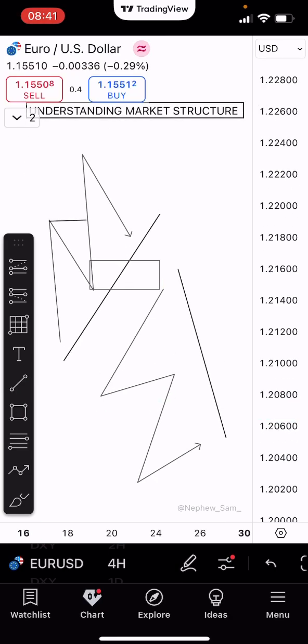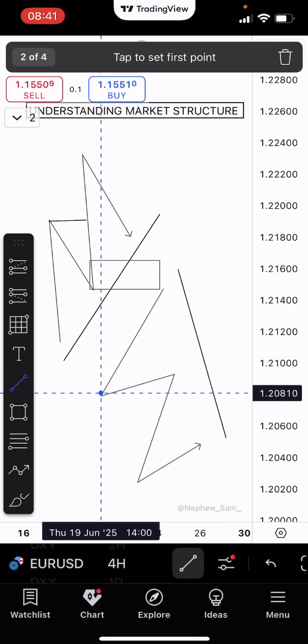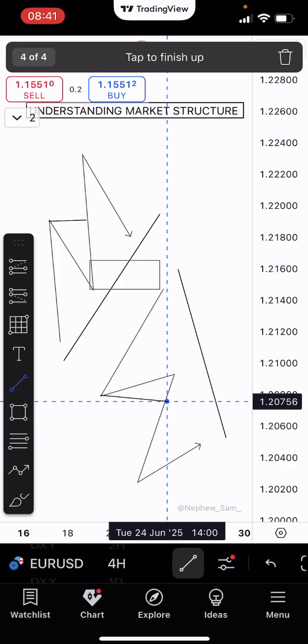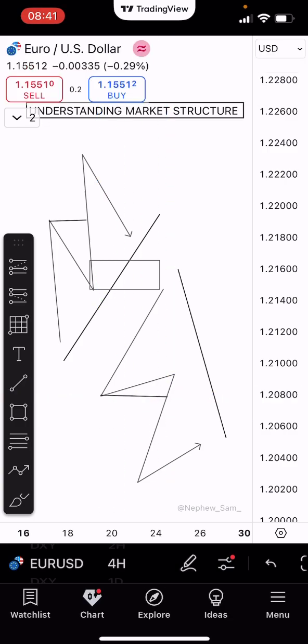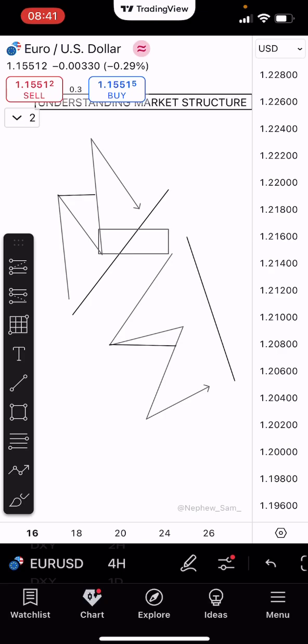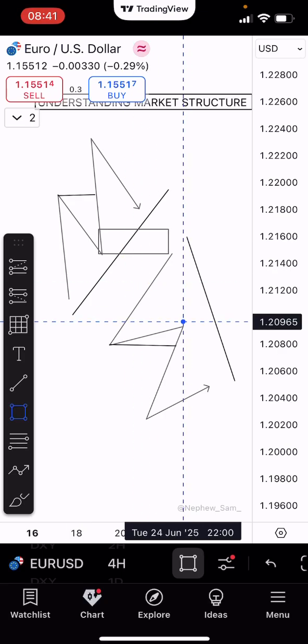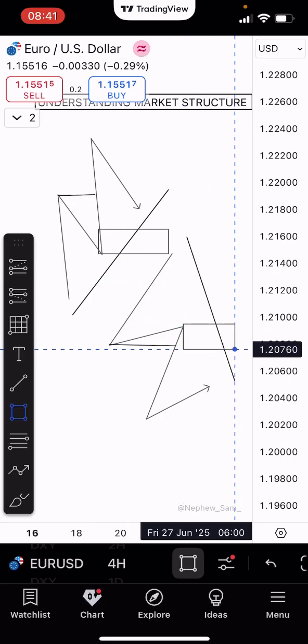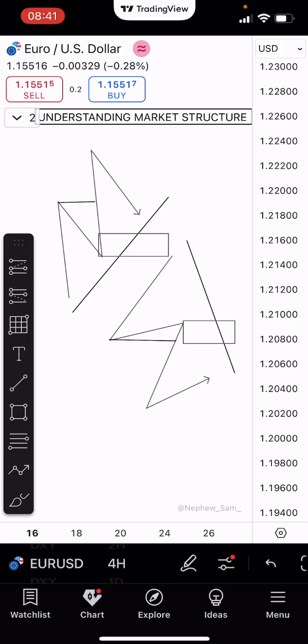Not really good with drawing, so let me try and get that. Okay, so the lower low must be broken, and then the lower high must be respected, must be protected, respected, any of them. So now this is the structure and this is the pattern for an uptrend and a downtrend.